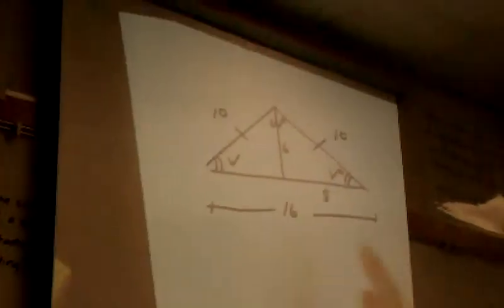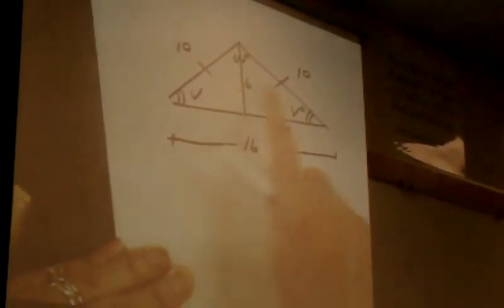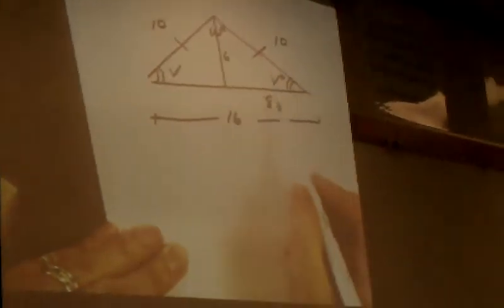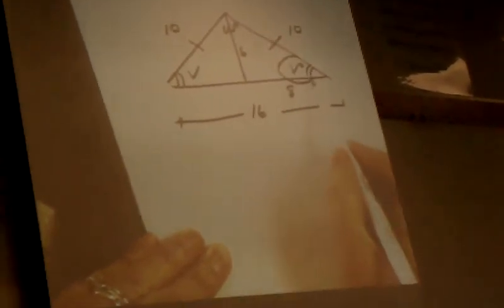I can use inverse sine, opposite over hypotenuse. I can use inverse cosine, adjacent over hypotenuse. I'm trying to find the measure of the angle. I know the side length. Molly, pick a ratio, any ratio.